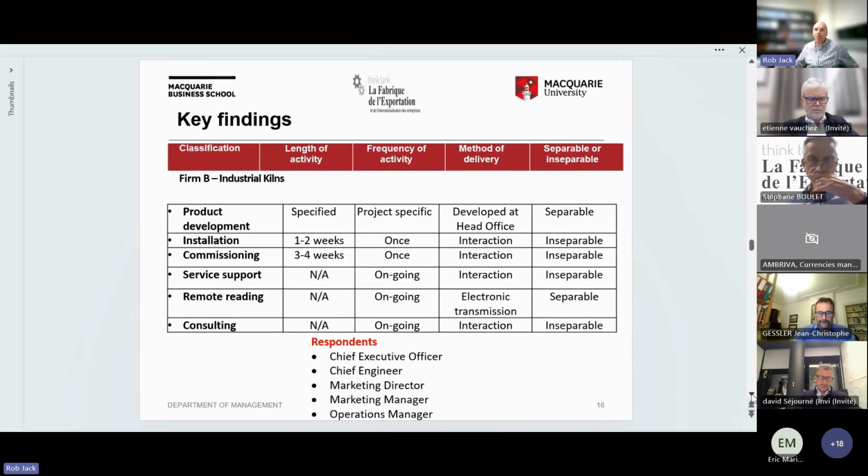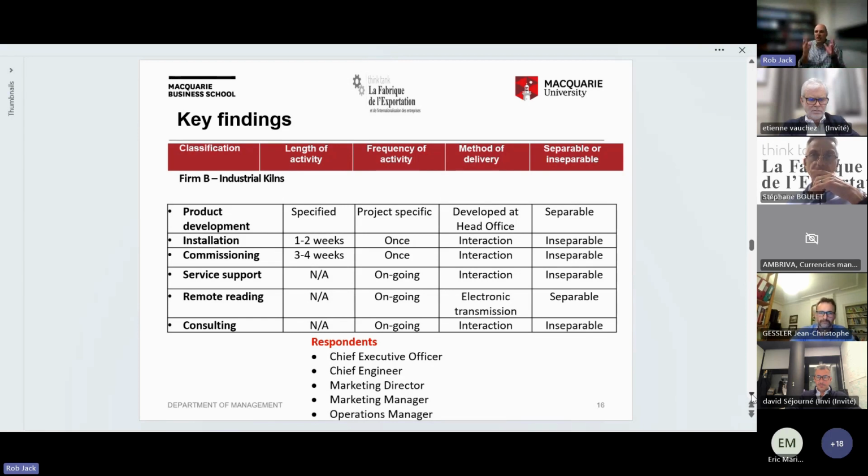This one's a bit more complex. This is a very interesting firm. This produces industrial kilns. It has a very interesting export market. It's a family operated firm set up by two brothers. And you can see that in support of that product, there's a significant amount of service activity that is required in the development of the product, and then at the end, the installation, the commissioning, the service support, ongoing consulting.